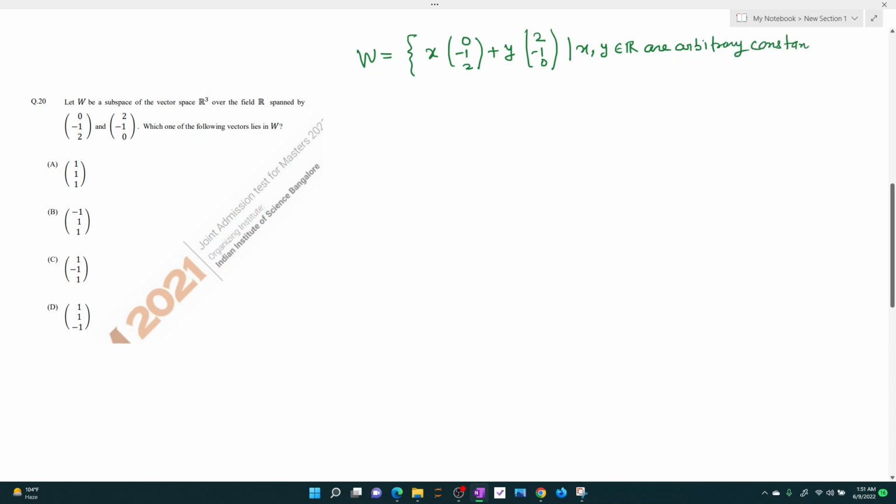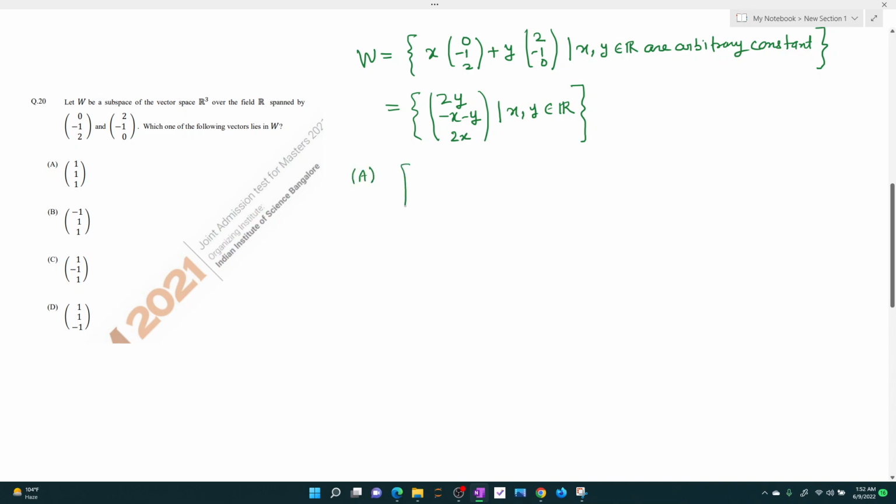So we can say that W is the collection of all possible linear combinations of the given vectors. If you simplify further, this can be written as (2y, -x minus y, 2x), given that x and y belong to the real numbers. We have four options and we need to check which one is in the given format. So let's start with option A.